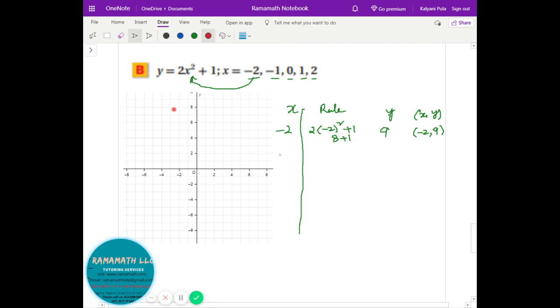After that one, I'm going to take another input. Now this -1. So now put this -1 back in here. Go ahead and tell me. -1 to the power of 2 is positive 1, because 1 times 1 is 1. Okay. And then 2 times 1 is 2. Plus 1 is 3. Yep. And so the ordered pair here is -1, 3.